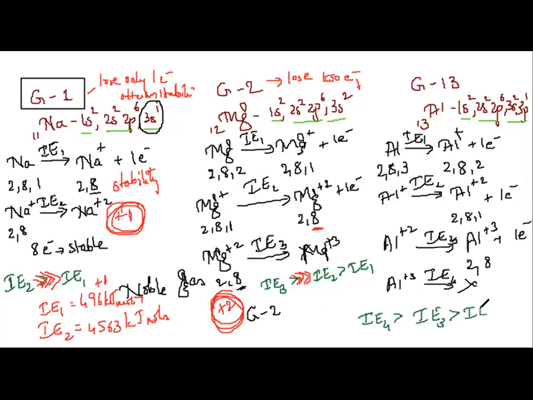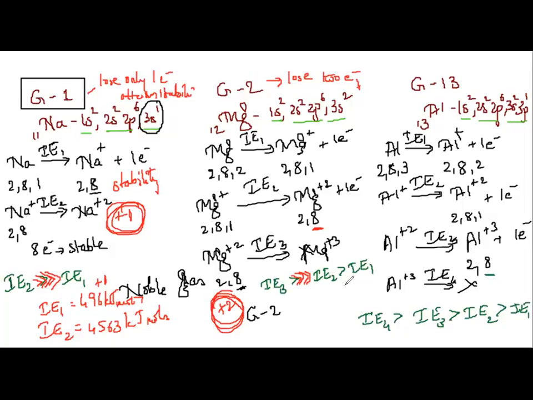No. Yes, this rule is followed. But if you look in case of aluminium, after losing 3 electrons, aluminium has got a stable configuration of 8 electrons in its outermost shell. Understanding? Yes, 8 electrons in the outermost shell. Therefore, it is octet configuration, the most stable configuration.